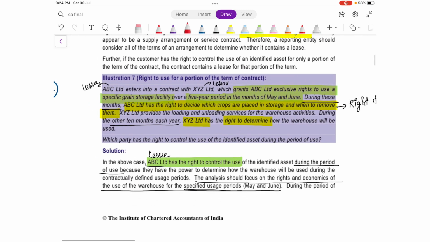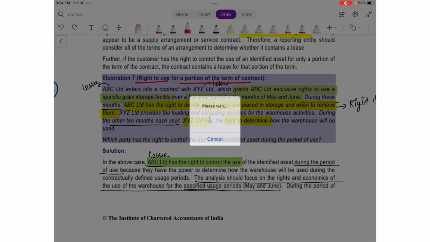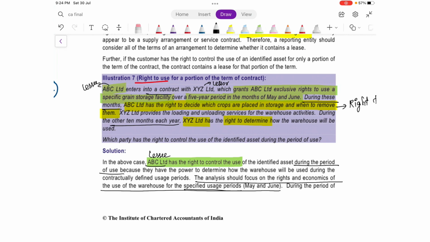Illustration number 7. In illustration number 7, they say the right to use of a portion of the term contract. So here what they are telling you is that ABC Limited enters into a contract with XYZ Limited, and they grant ABC Limited exclusive rights to use a specific grain storage facility. So for a specific grain storage facility, they have given it on a lease for a 5-year period in the months of May and June. So in 5 years, every year only for 2 months it will be used by the lessee. During these months, ABC Limited has the right to decide which crops are placed in storage and when to remove them. So in that grain storage facility, what grain they can store and what grain they cannot store, all those rights are with the lessee itself.